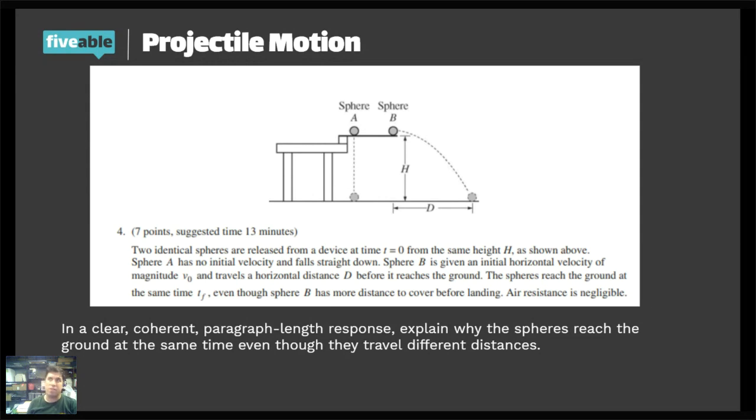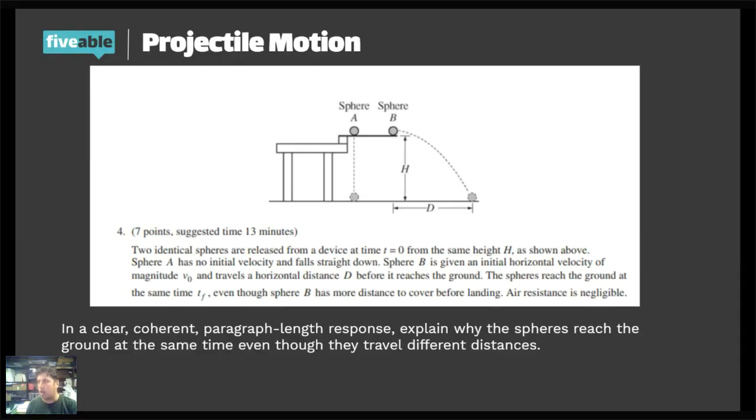Again, this is a 13-minute problem. On the actual exam, you'd probably have about 7 to 8 minutes to write this out if you're going with the suggested times. So let me give you guys a few minutes. Let's say, I don't know, 3, 4. Put some thoughts together here. And again, a clear, coherent response should start from basic principles and build up to the therefore part.